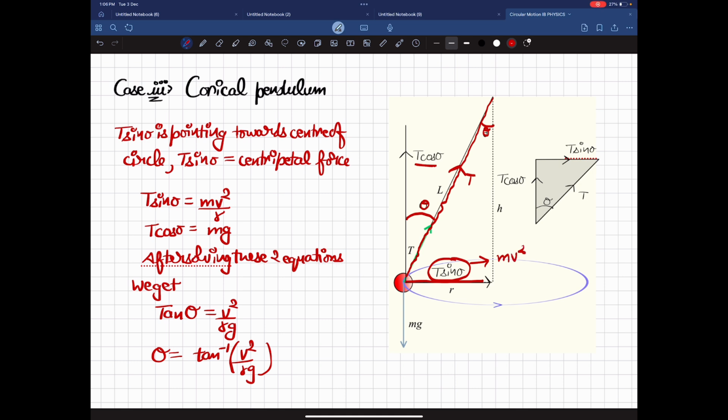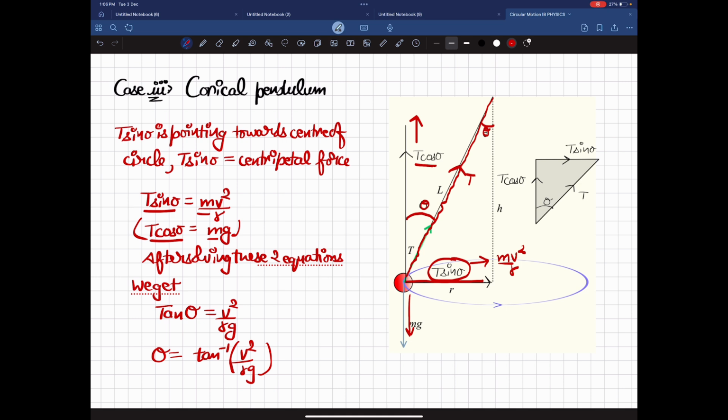Now you can clearly see that this is pointing towards center of circle. So this should be equal to mv square by r. The same thing I have written here. T sin theta is equal to mv square by r, and T cos theta is equal to mg. Alright. Now you just need to solve this. Why am I saying T cos theta is equal to mg? See, T cos theta is pointing vertically upwards and mg is vertically downwards. Is there any motion up or down? I don't think so. So T cos theta should be equal to mg.